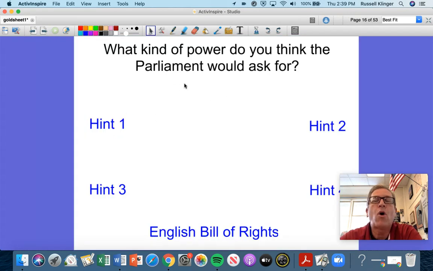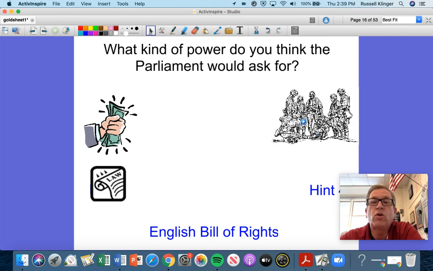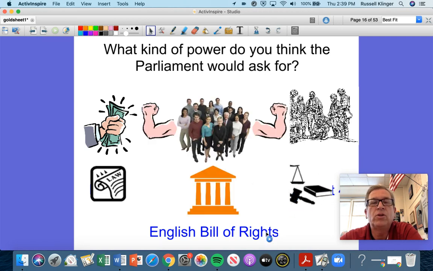What kind of power do you think Parliament would want? Well, they probably wanted to control the money, right? The treasury. They probably wanted to be able to make laws that were beneficial to the people or that would meet the needs of the people. They wanted to control the military. And they also wanted to make sure that there was justice, right? The court system. So the English Bill of Rights, this piece of paper signed by King James, gives a much more descriptive account of what people's individual rights are.